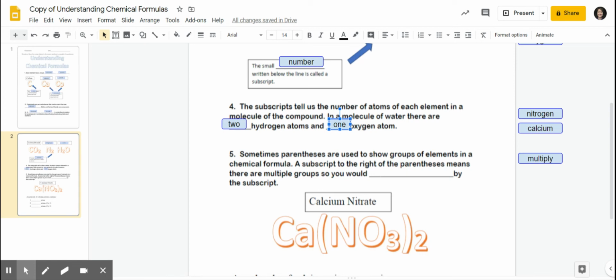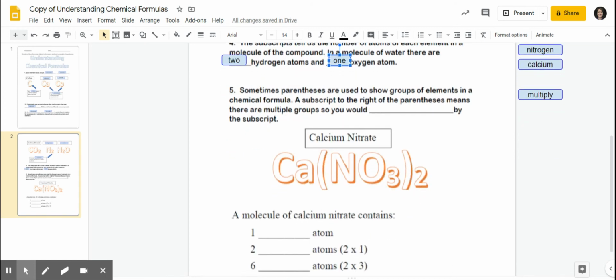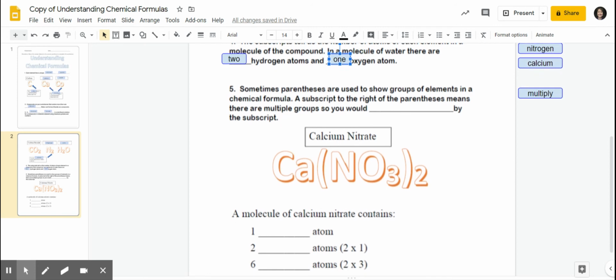Sometimes parentheses are used to show groups of elements in a chemical formula. A subscript to the right of the parentheses means there are multiple groups, so you would blank by the subscript. Just like in math, when there's a number outside the parentheses, we're going to multiply by the subscript.